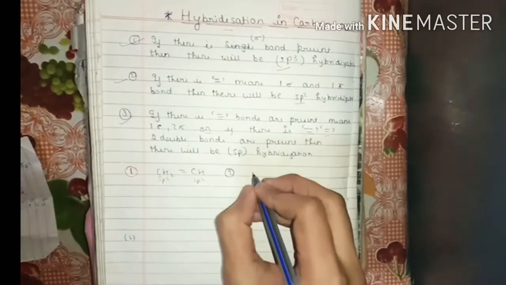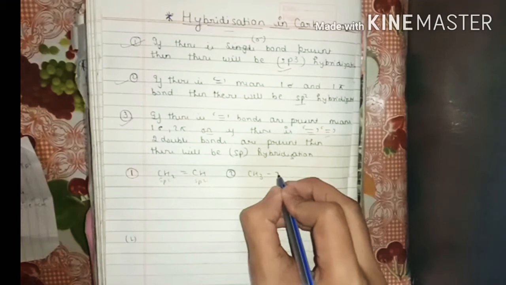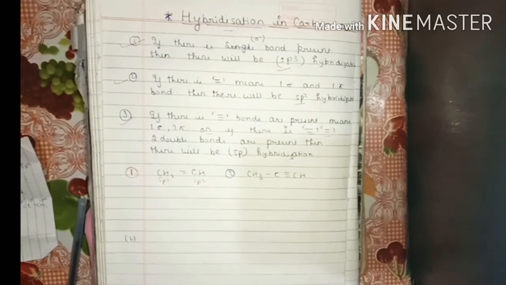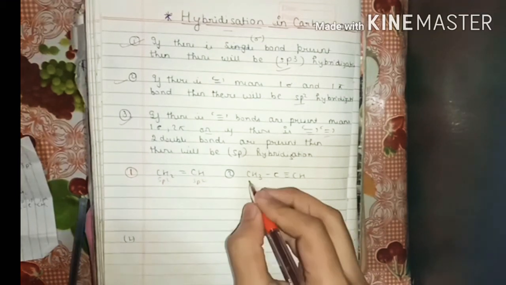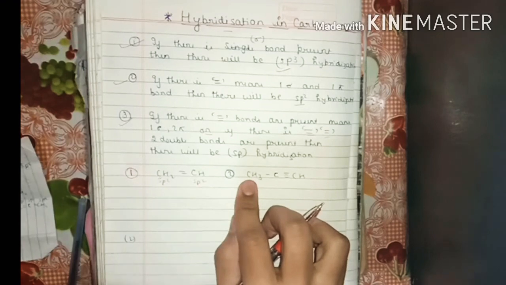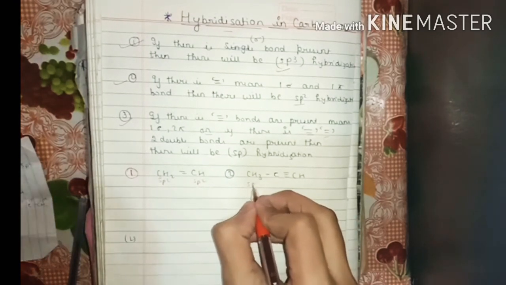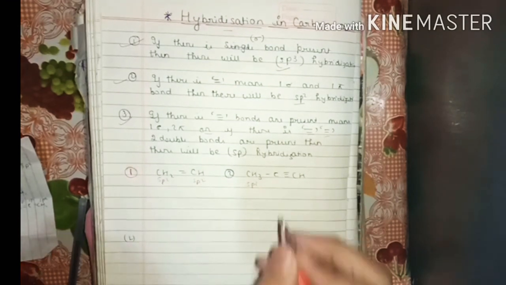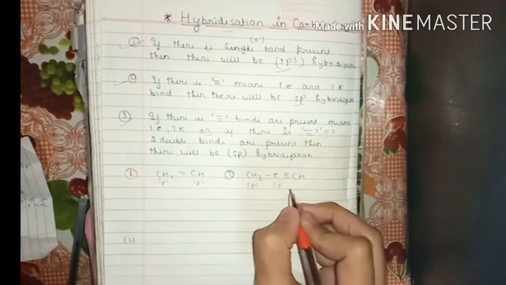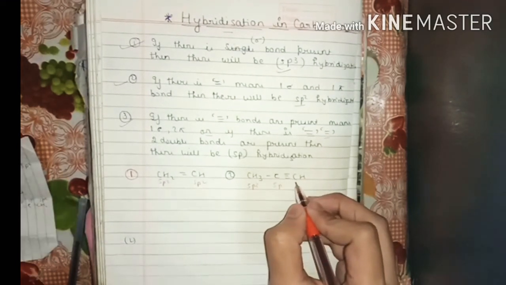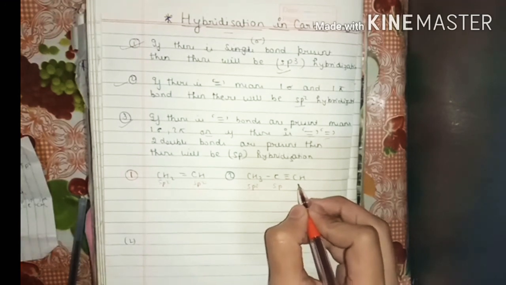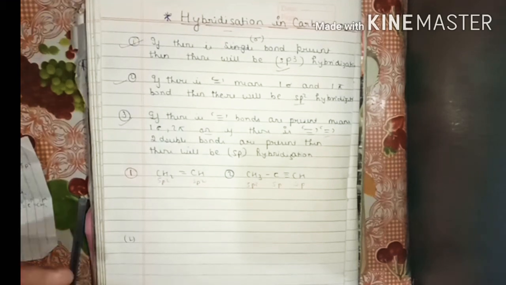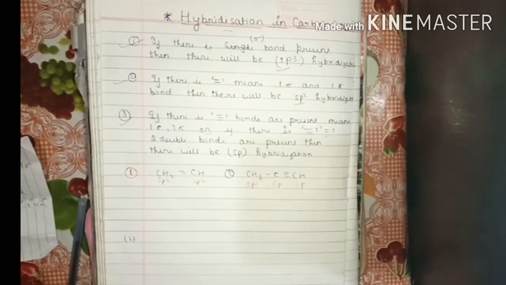Now the second question is given, CH3 single bond C triple bond CH. I hope by this example all your doubts will be clear. What will be the hybridization on this carbon atom? I think sp3, because there is a single bond. On this carbon atom there is a triple bond, so sp hybridization. And on this carbon atom also sp hybridization, because we know that in sp hybridization one triple bond or two double bonds are present.